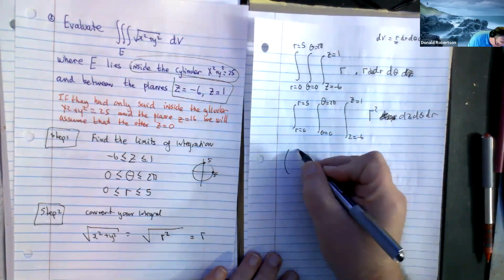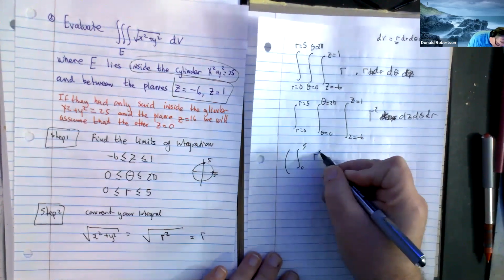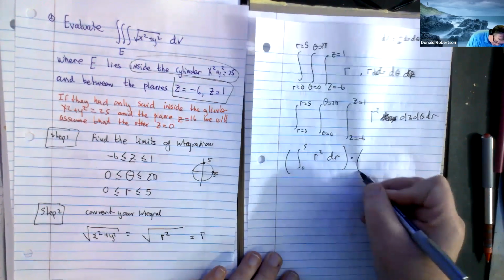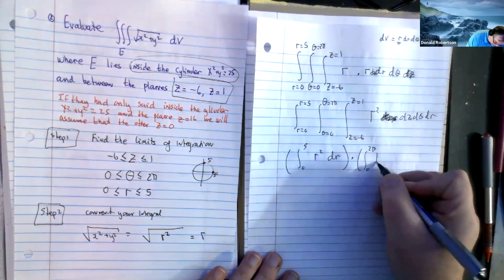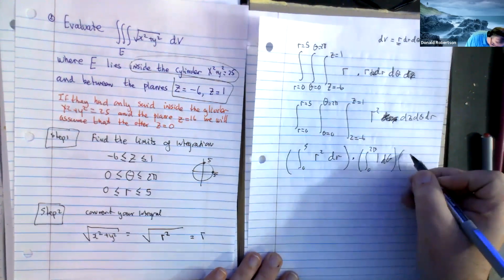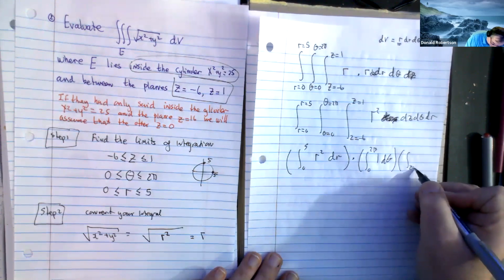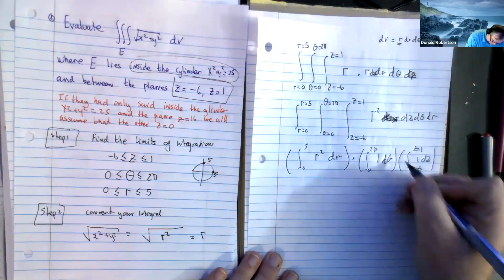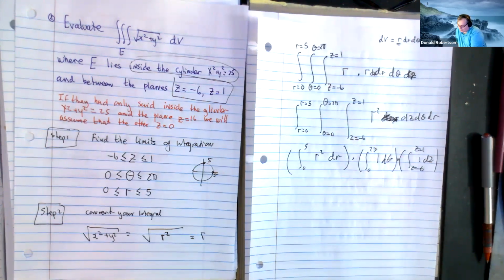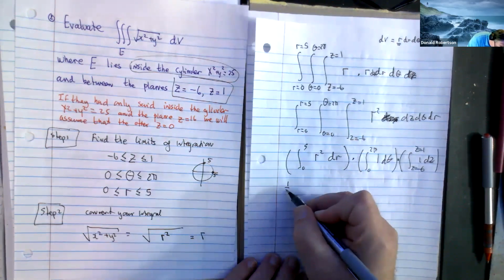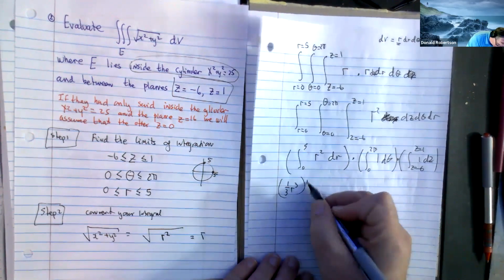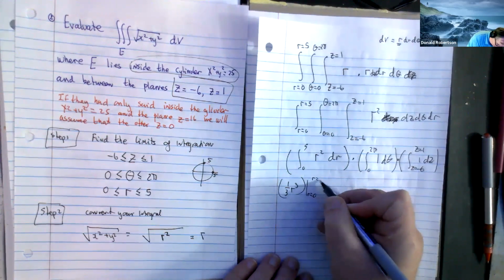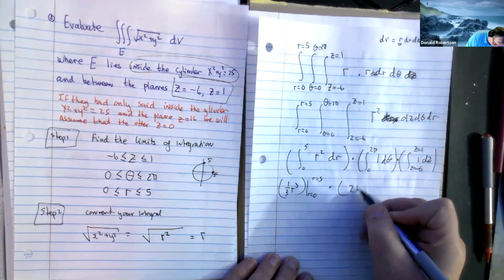So that means the integral from 0 to 5 of r squared, the integral from 0 to 2 pi of 1, and the integral of z equals -6 to z equals 1 of 1. So if you can separate things, any kind of double or triple integral, you should. It tends to make life quicker. This one is a third r cubed. This one is 2 pi.